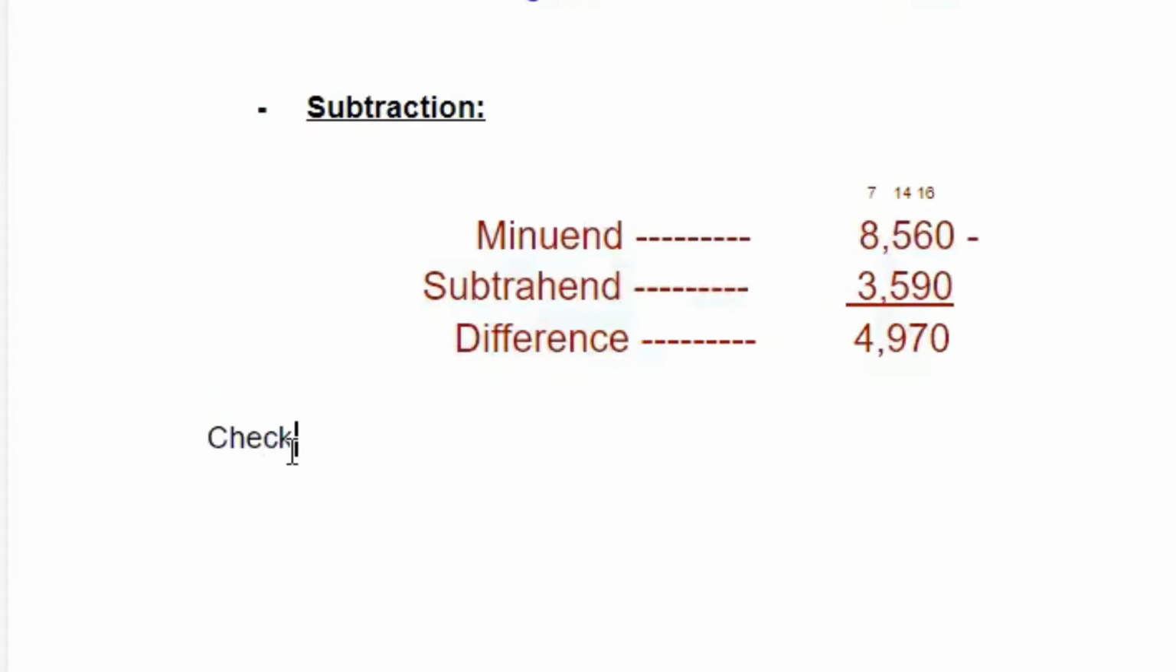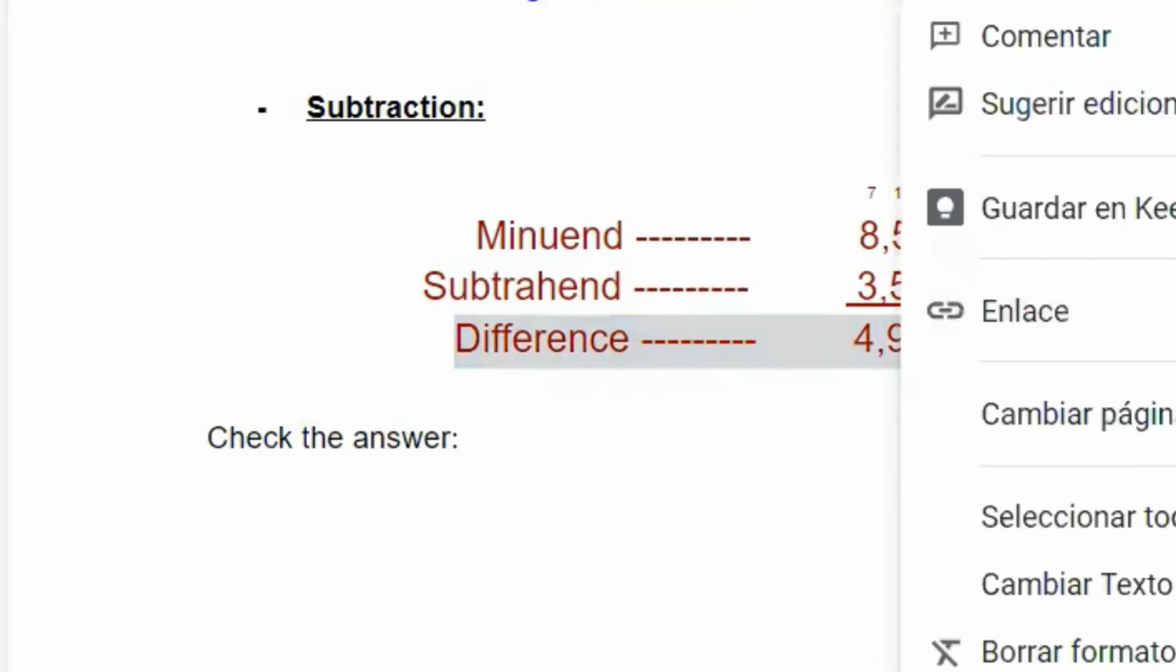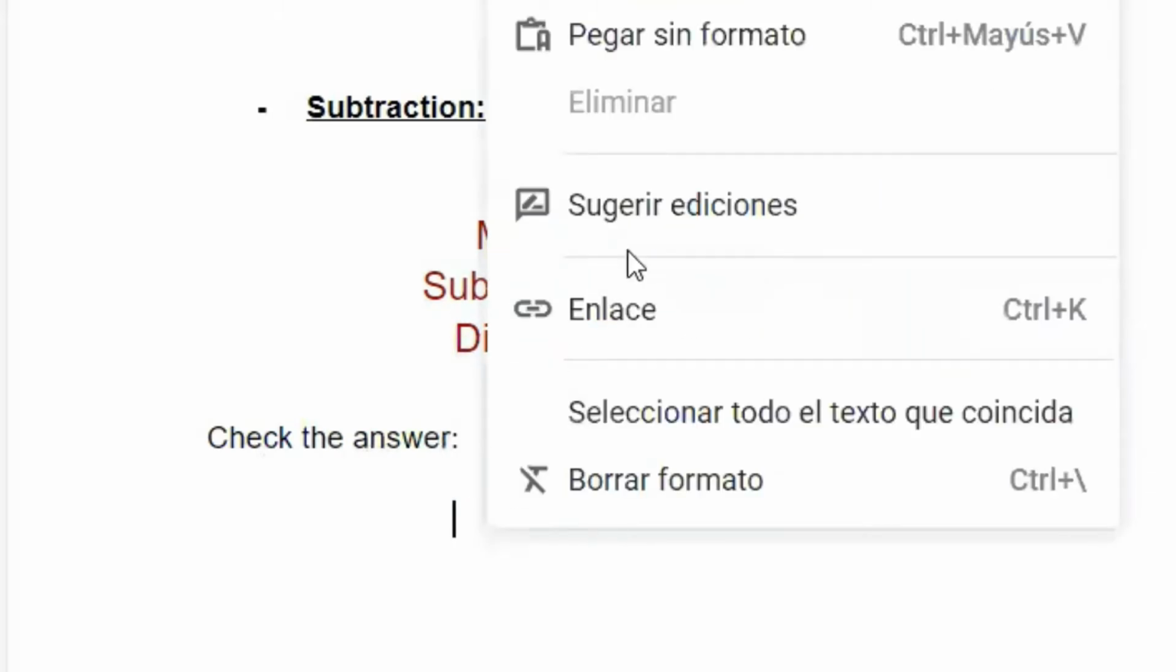Same as before, let's check the answer. How to check the answer? Using addition. In checking the answer of addition, we used subtraction. To check the answer of the subtraction, we are going to use addition. How to use the addition in this case? First, same as here, you see the sum, the answer of the addition, we put on the top of the operation. In this case it is the same. The difference we put on the top of the operation.